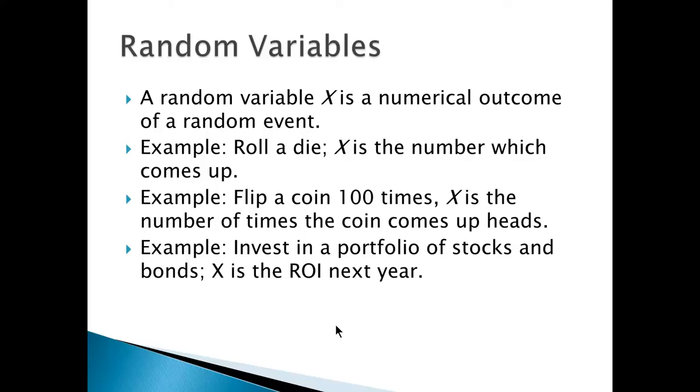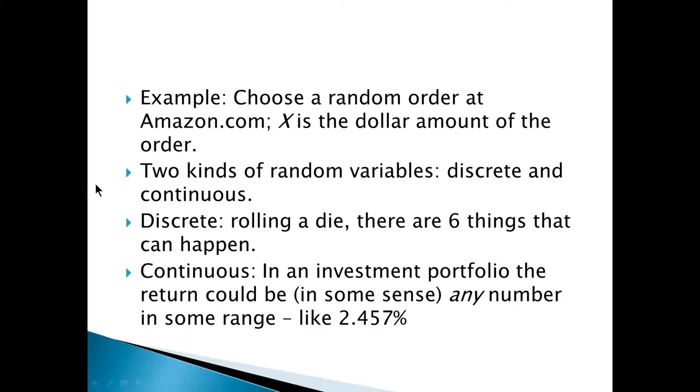Or you flip a coin 100 times. X is the number of times the coin comes up heads. Or you invest in a portfolio of stocks and bonds. X is the return on investment next year. Choose a random order at Amazon.com. X is the dollar amount of the order.